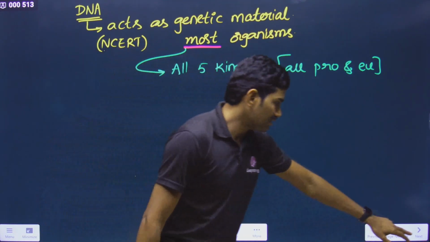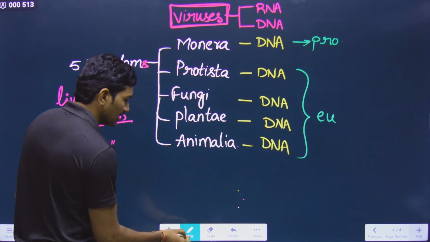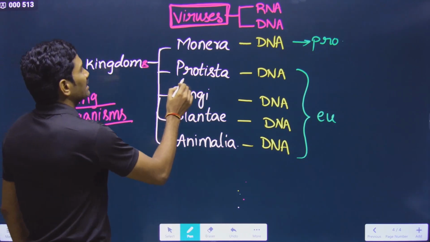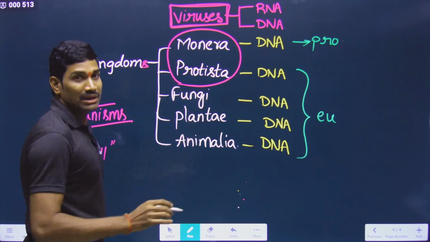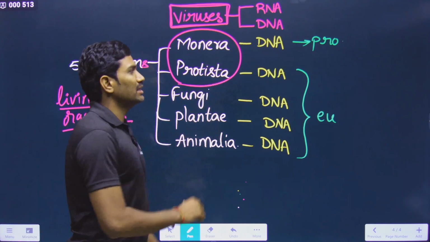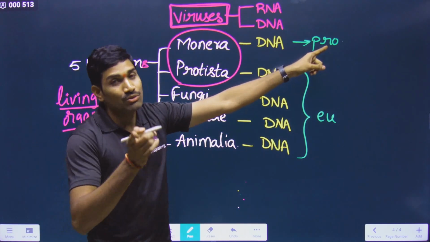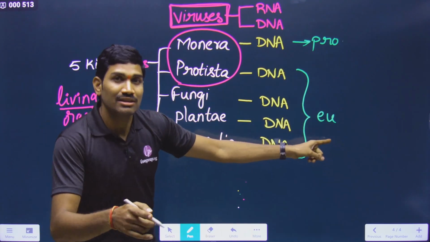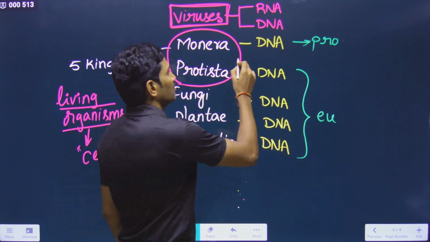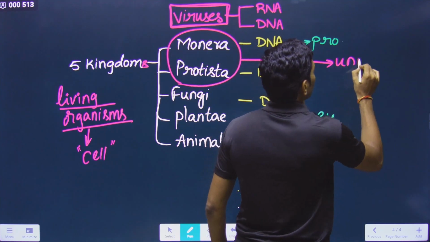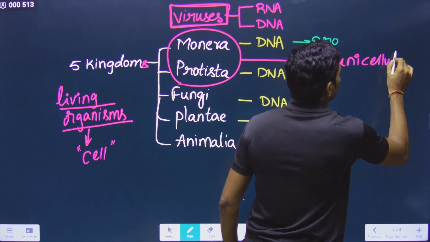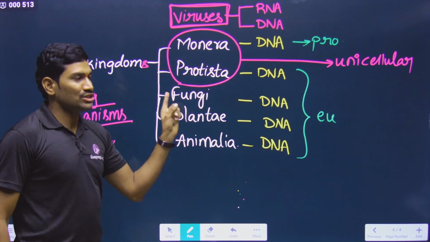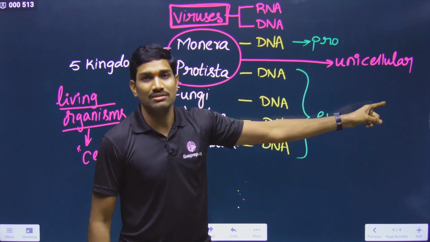Now I will tell you another way of analysis. What is that analysis? Observe it very carefully. Kingdom Monera and Protista combinedly. Kingdom Monera, prokaryotes, but unicellular. Kingdom Protista is eukaryotic, but these are also unicellular. So now these are unicellular. So what are unicellular? Kingdom Monera and Protista, both of them are unicellular organisms.